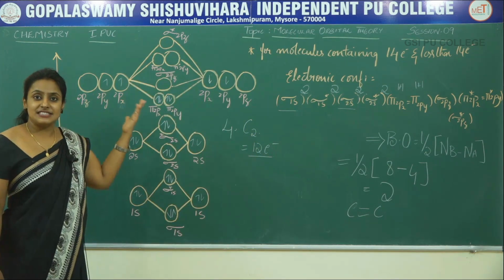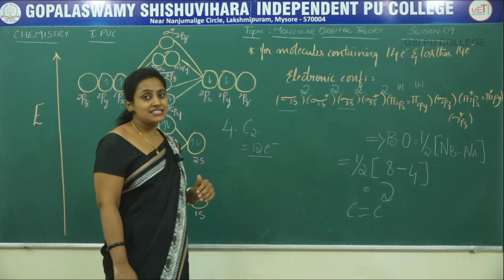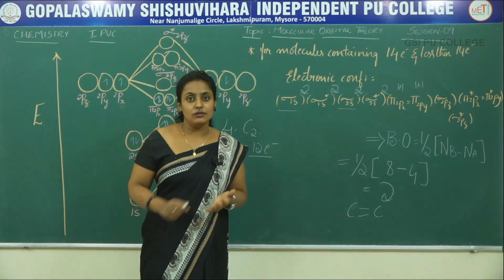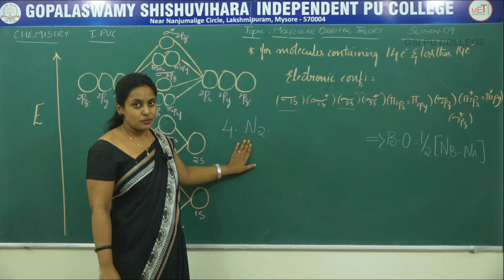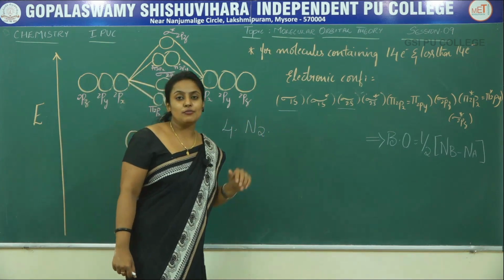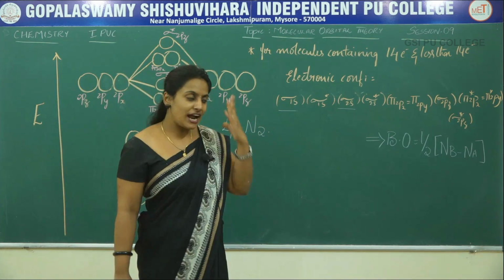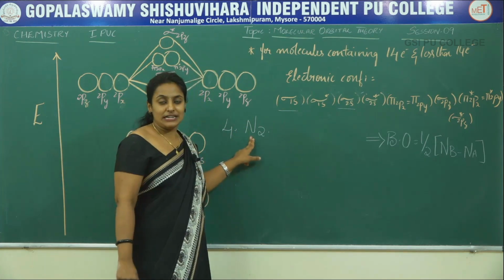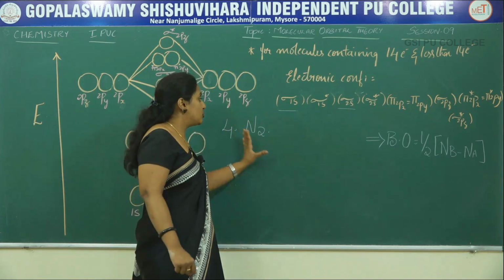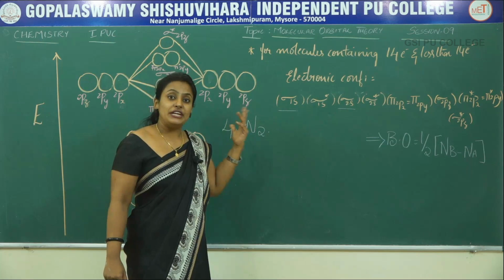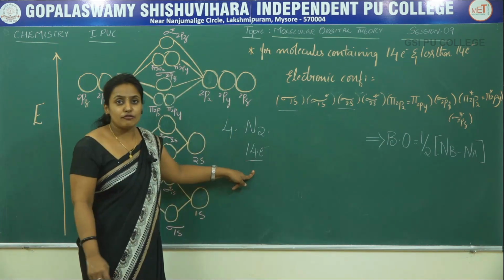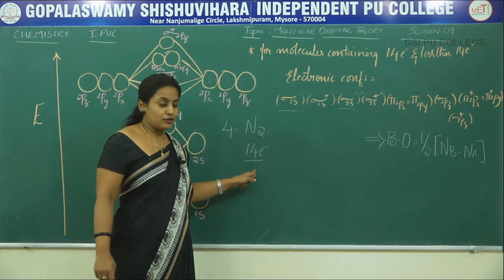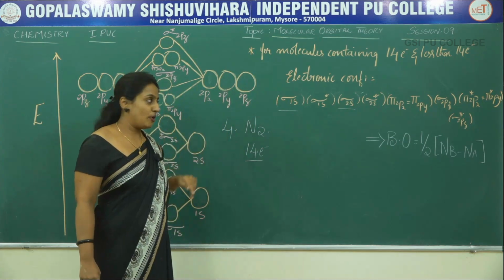Now, let us consider another molecule, the nitrogen molecule. We know that the nitrogen molecule is made up of nitrogen atoms. One nitrogen atom contains 7 electrons, therefore 2 nitrogen atoms contain 14 electrons. The accommodation of these 14 electrons is according to Hund's rule, Pauli's and Aufbau principle.